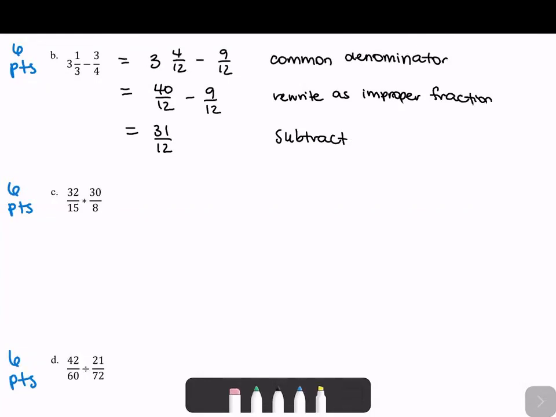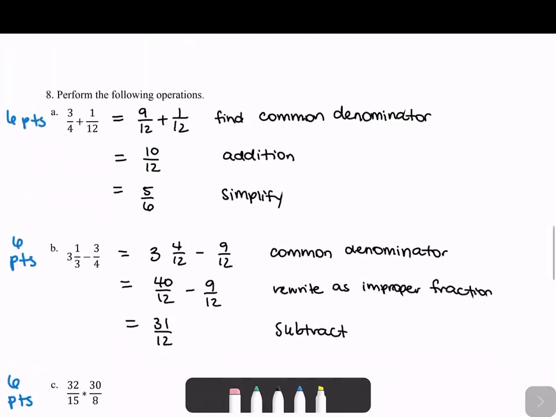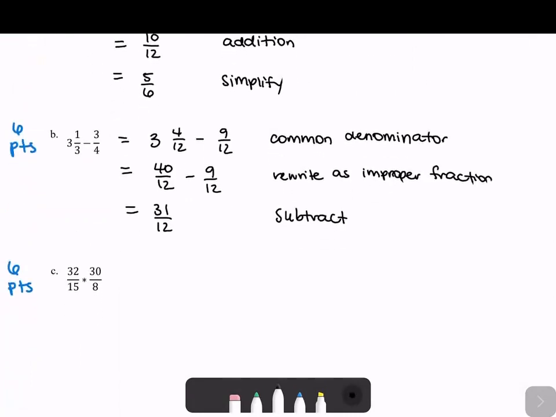Depending on what the instructions say, you don't have to convert your answer to a mixed number. The instructions on this problem don't say what form to leave your answer in. So you can leave it as this improper fraction, but if you don't want to, this is 2 and 7/12. This is the simplifying step, where this is just 2 and 7/12.